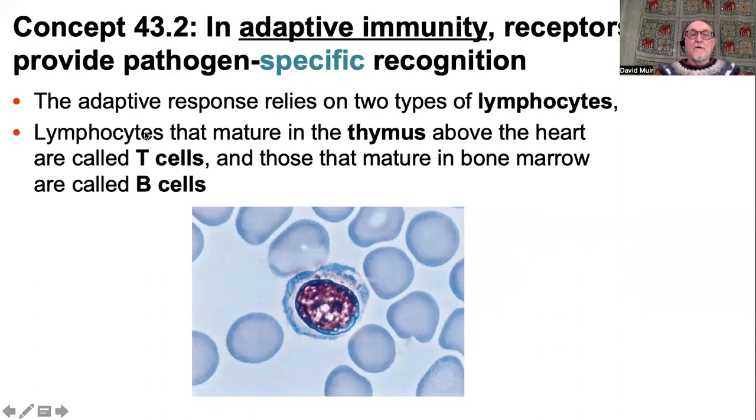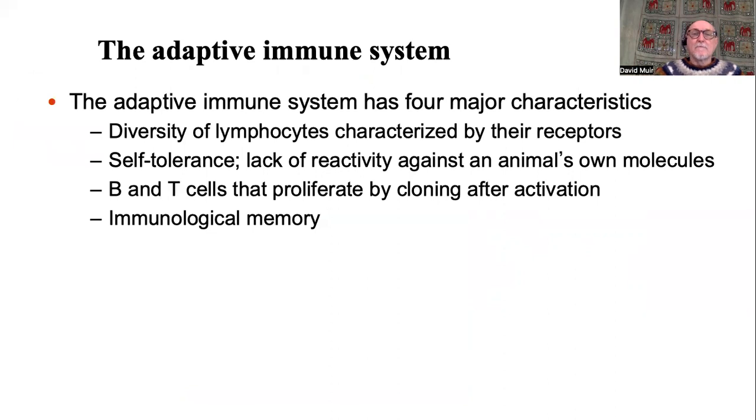So be able to distinguish between the two of them. You can't tell the difference just by looking at them. You have to look at their activity and especially at their surfaces to see what proteins they have in order to distinguish them. They have very different characteristics in their activity. So what does the adaptive immune system actually do? There are four important characteristics.